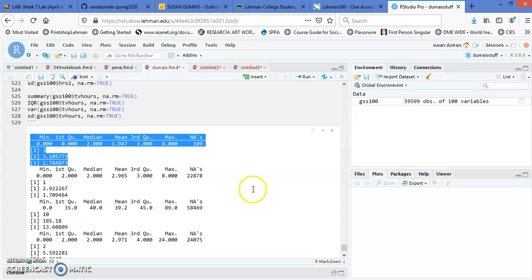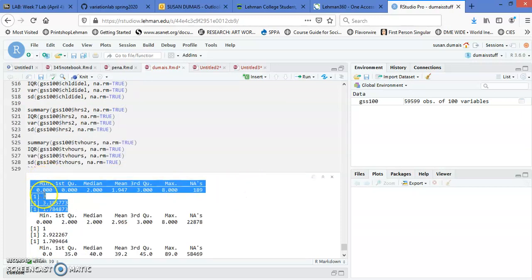Okay, so we see that for childs, the interquartile range, the middle 50% of the data, is 3. The variance is 3.18 children squared, and the standard deviation is 1.78 children. So what the standard deviation is telling us is the spread around the mean, or the average distance of a typical answer of how many children somebody has is about 1.78 children away from the actual mean, which is 1.97. The range would be 8, our maximum, minus 0, our minimum, for 8 as our range.